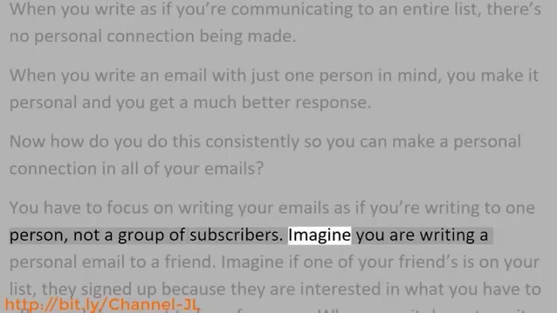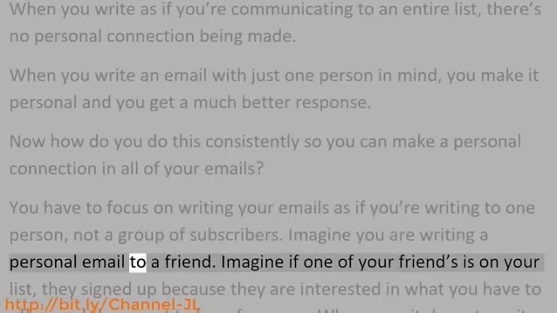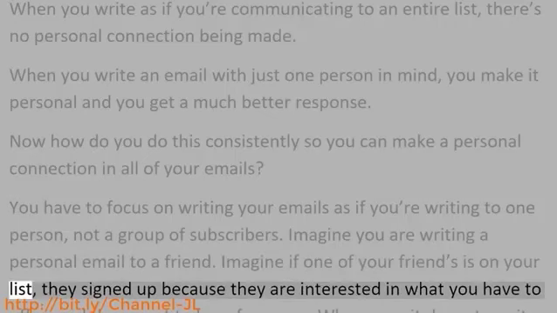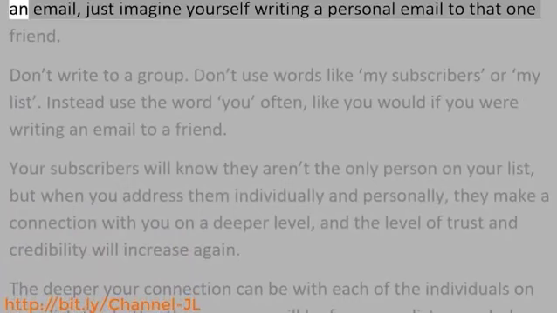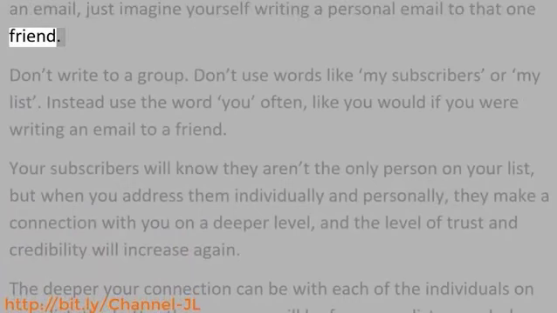Imagine you are writing a personal email to a friend. Imagine if one of your friends is on your list. They signed up because they are interested in what you have to offer, and they want to hear from you. When you sit down to write an email, just imagine yourself writing a personal email to that one friend.